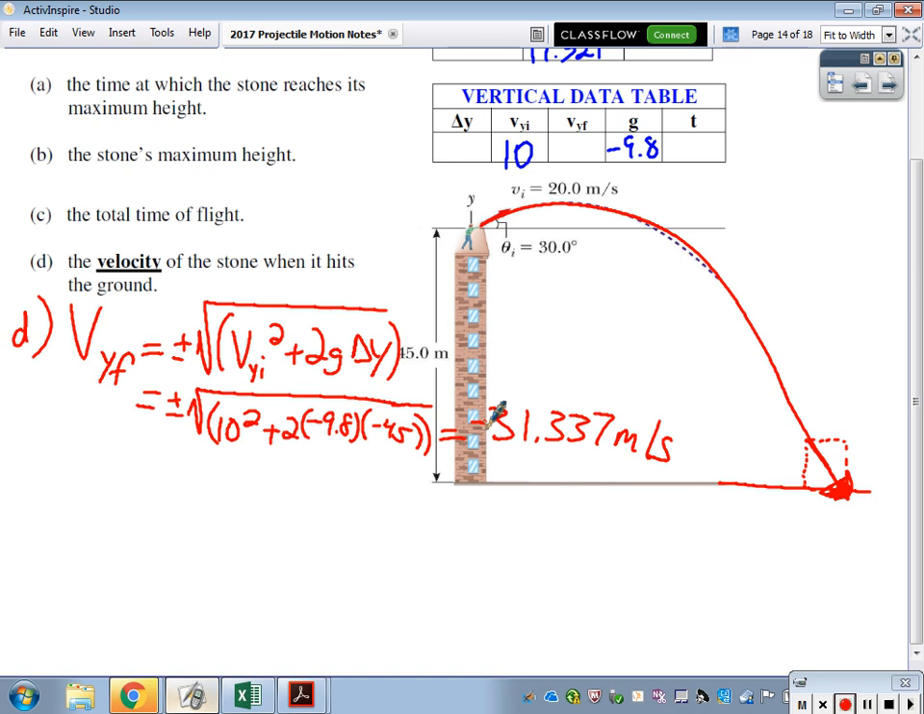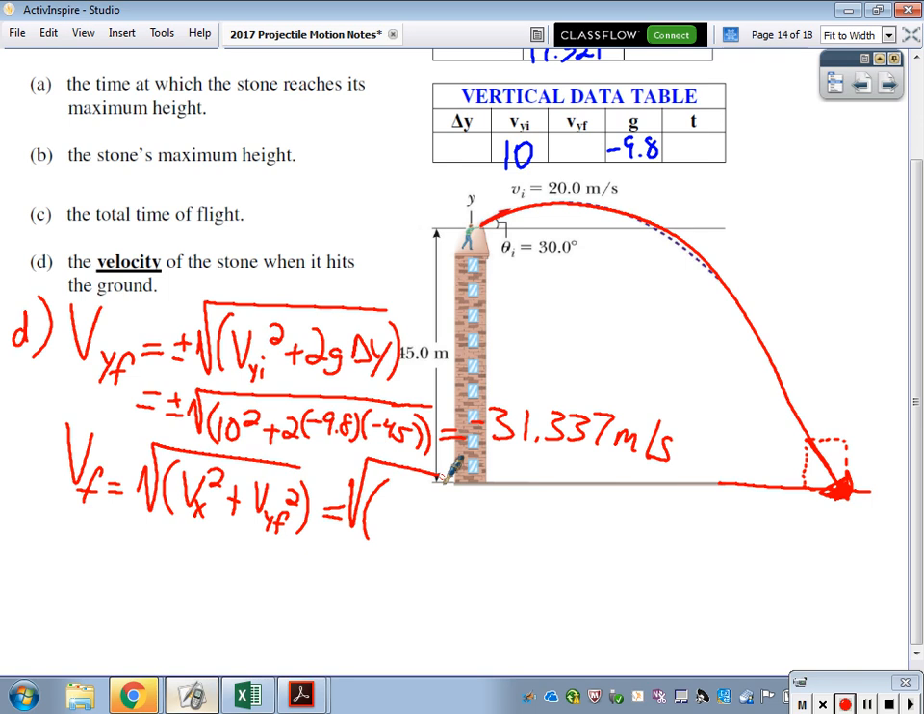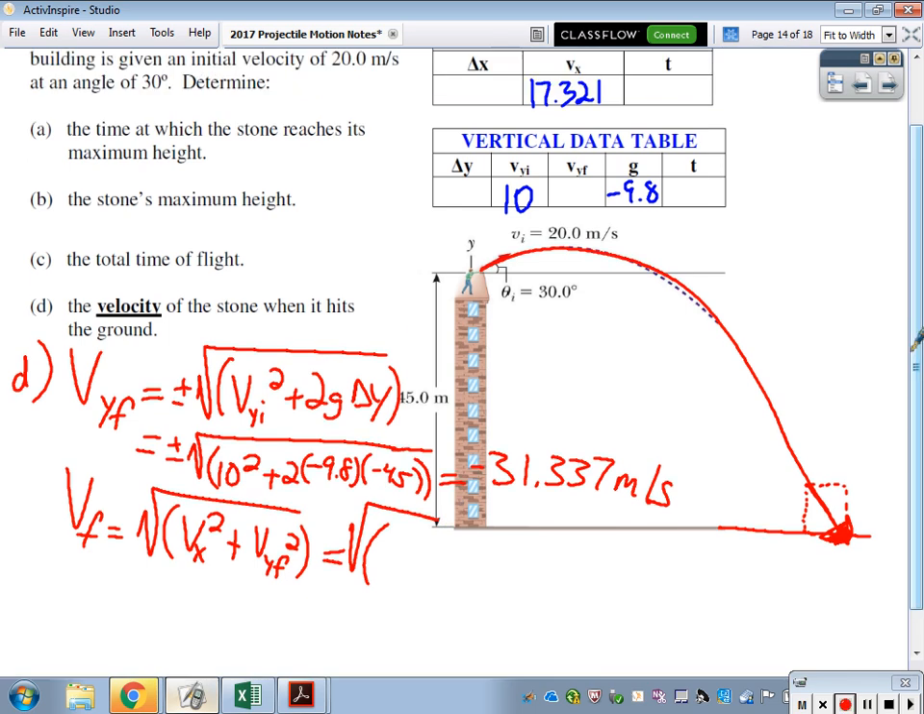So now step number 2. Let's find the V final. Why do we need to find V final? Because it is the hypotenuse of the right triangle made by the 2 components. So we're doing Pythagorean's theorem, but in physics speak, that's going to be Vx squared plus Vy final squared. Take the square root of the entire quantity.